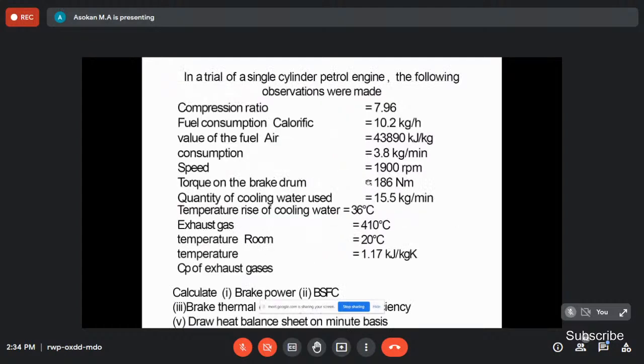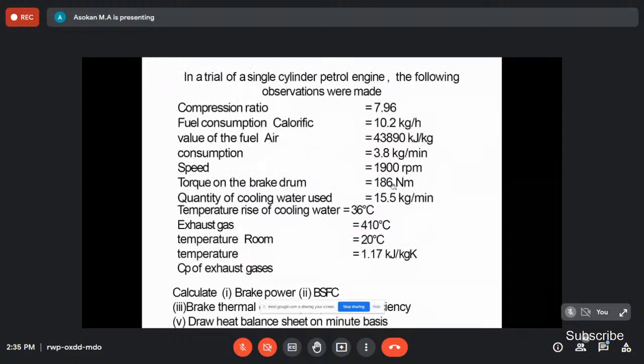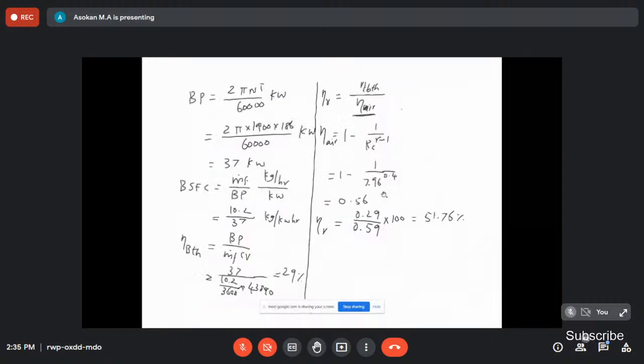Based on this given data, the torque on the brake drum is given. So torque is given, then you can directly use the brake power formula 2 pi N T by 60. In conversion I am using 60,000. So what is the speed and the torque? You can take the speed 1,900 rpm and the torque 186 Newton meter. You substitute here, you get 37 kilowatt. That is the brake power, 37 kilowatt.